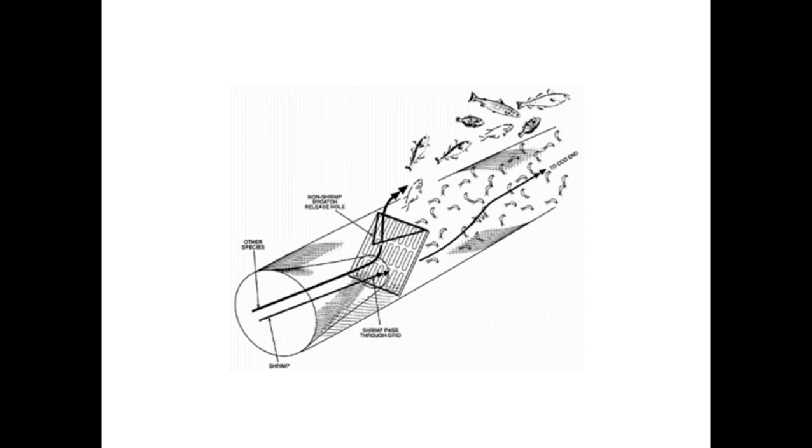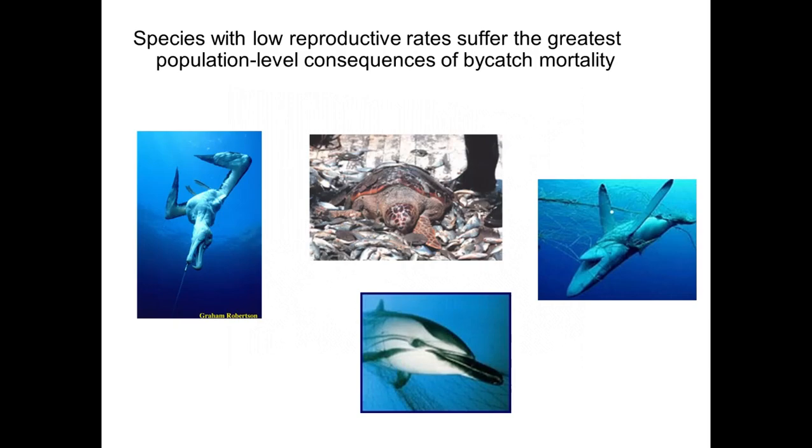This is an example in a shrimp trawl of a release hole for non-shrimp bycatch. Shrimp are much smaller than the large fish. They can pass through a grate like this, whereas other species go out and over. There are also species with low reproductive rates that suffer the most. So these are examples of cetaceans, sharks, turtles, and albatross that are caught as bycatch.